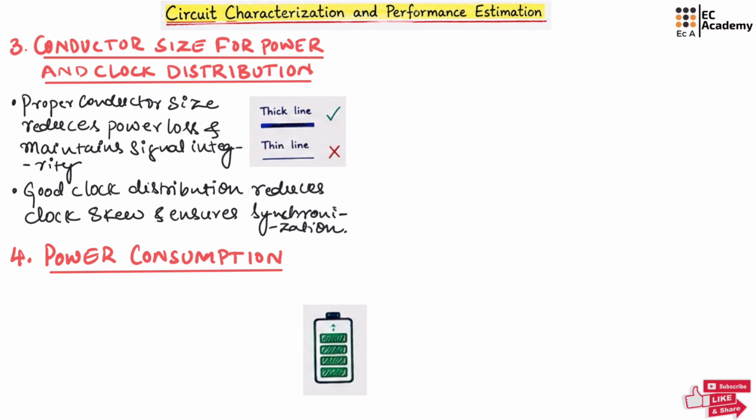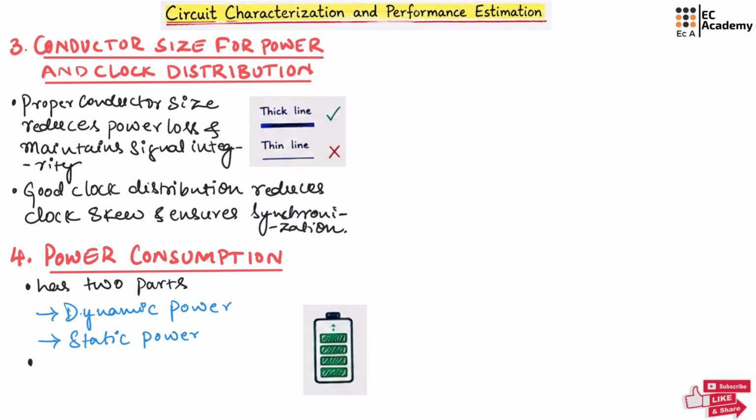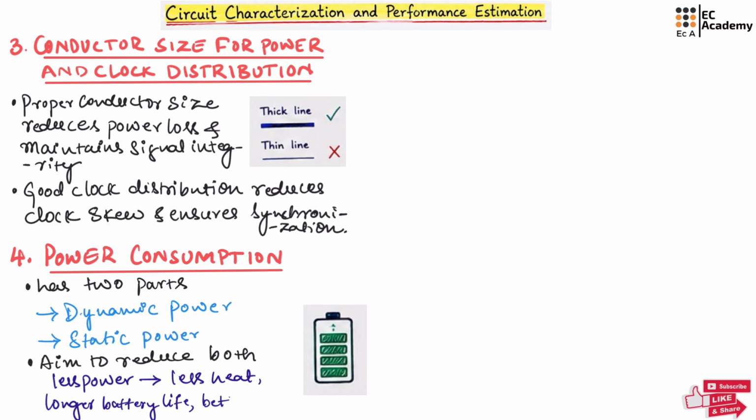Now let us study power consumption. Power consumption has two parts. First is dynamic power, the second is static power. Both are very important. Modern VLSI chips aim to reduce both because less power means less heat, longer battery life and better efficiency. So you need to remember, power consumption has two parts, dynamic power and static power, and reducing these two types of power improves the circuit performance.